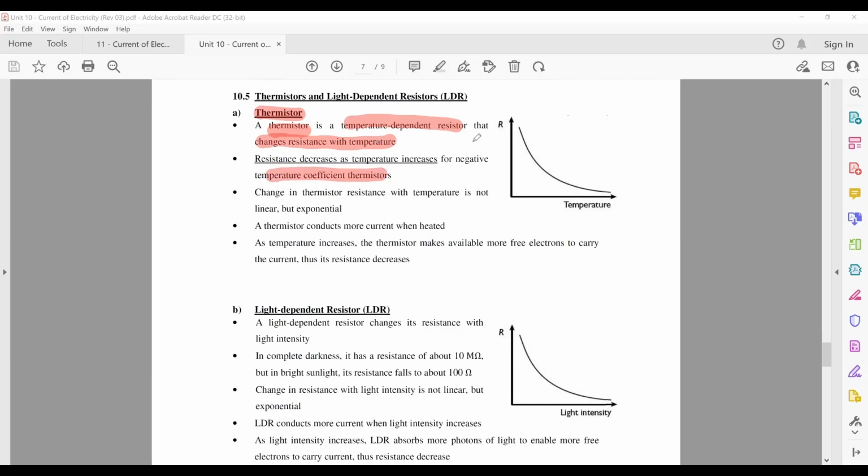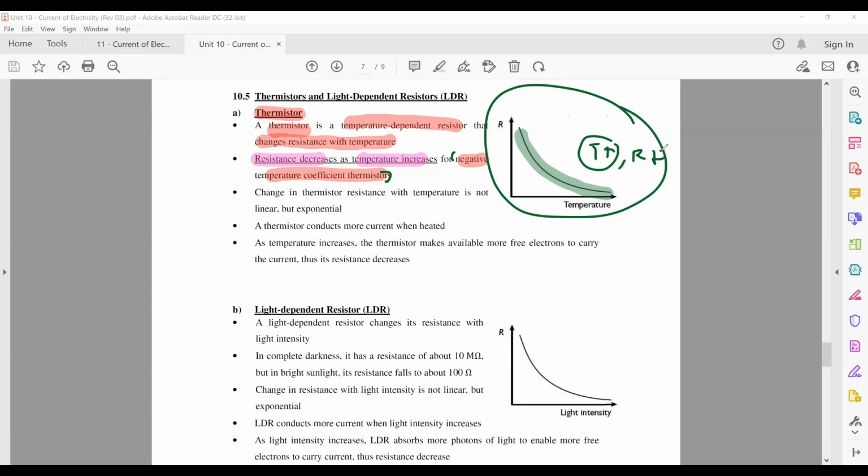Now, for a negative temperature coefficient thermistor, resistance decreases as temperature increases, which is why you get a graph shape that looks like this. You notice that as temperature increases, resistance drops. Your syllabus will only deal with negative temperature coefficient thermistors, meaning you only deal with graphs like this, where temperature increases, resistance drops. Now, the change in thermistor resistance with temperature is not linear but exponential.